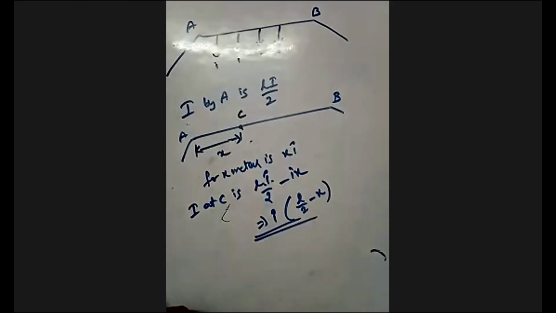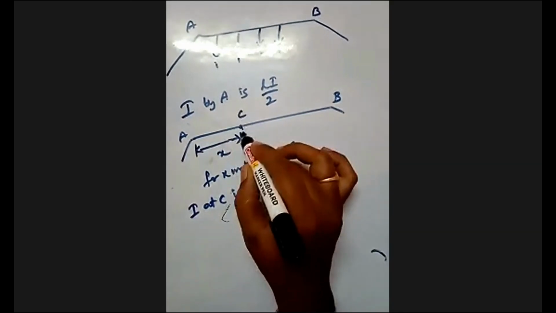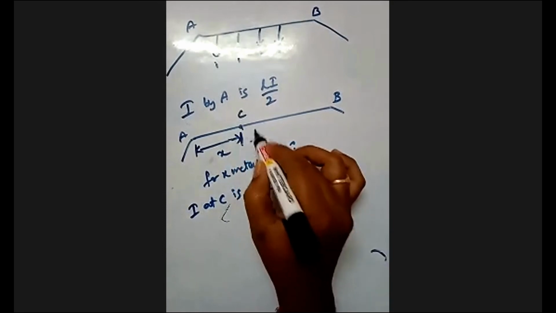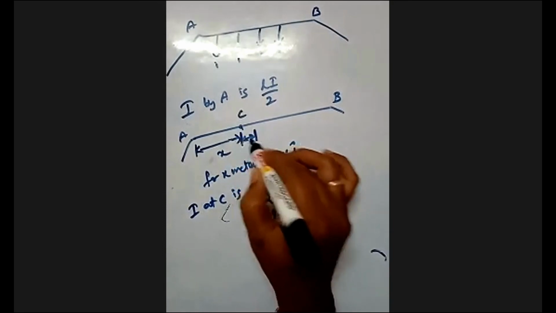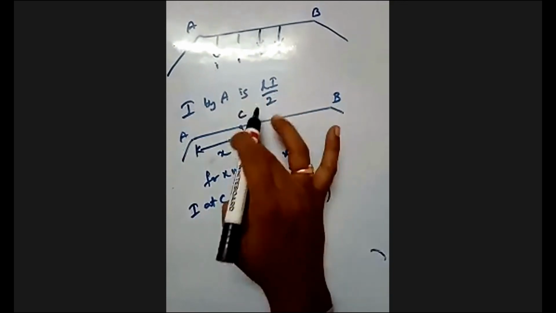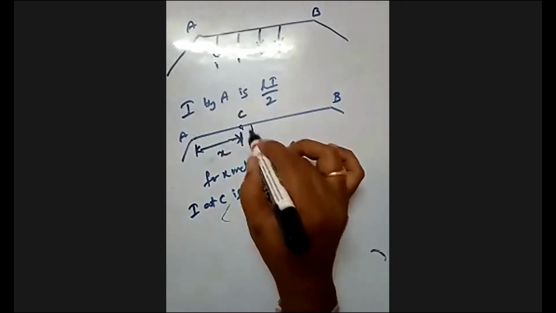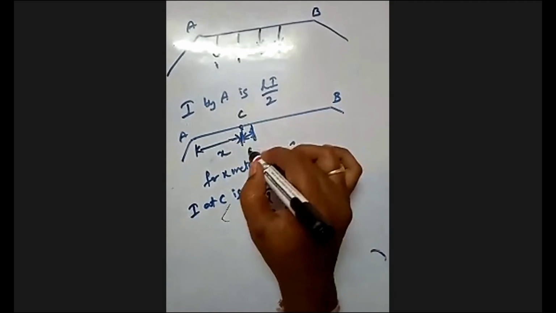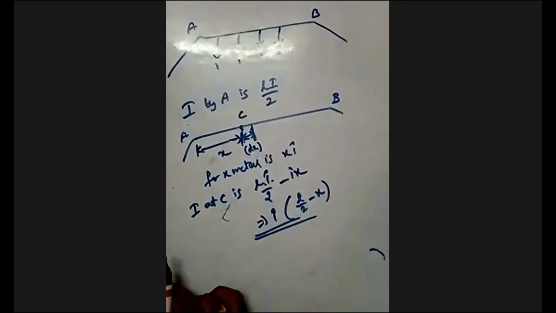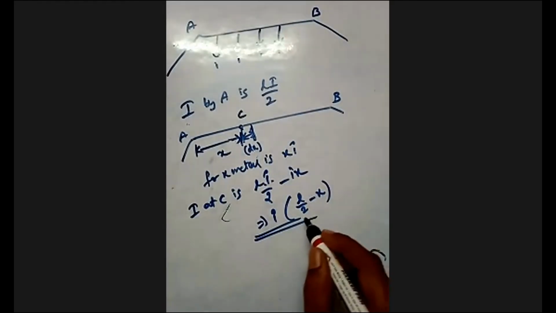Now coming to this, from this point at x meter, I am taking a small length dx from C. C is at x meters. So from C I am taking a small length dx. Since it is a small length, I am removing this.